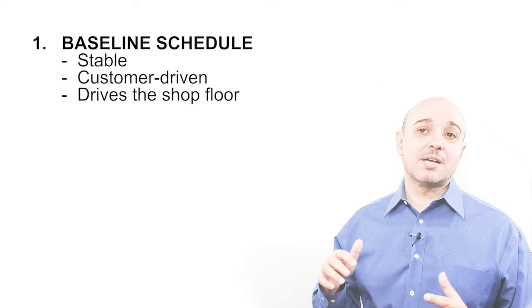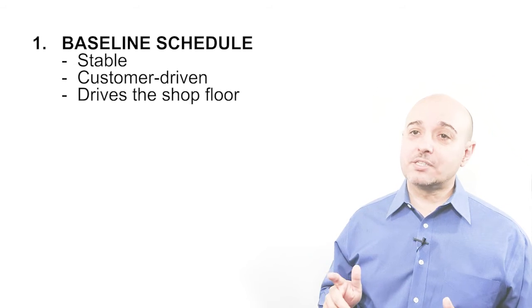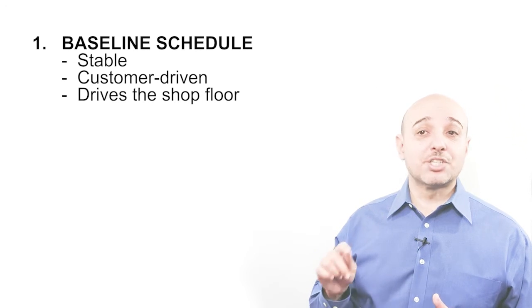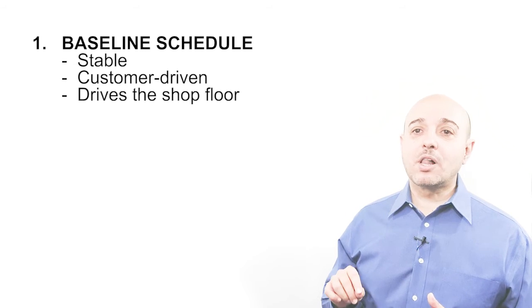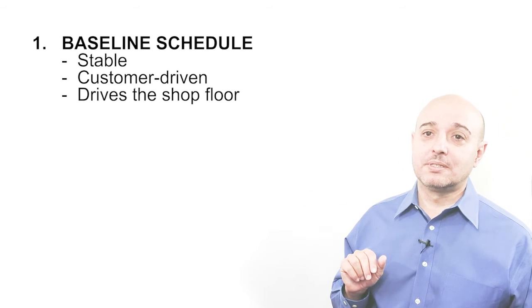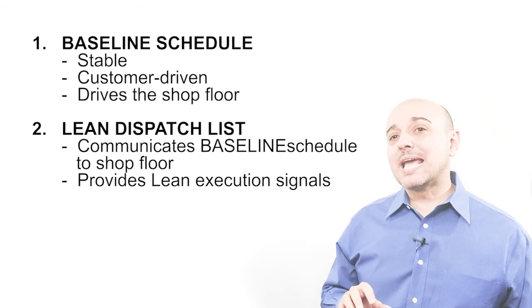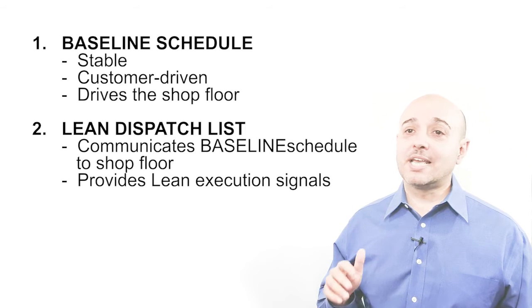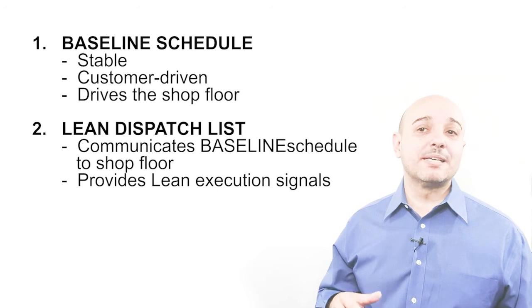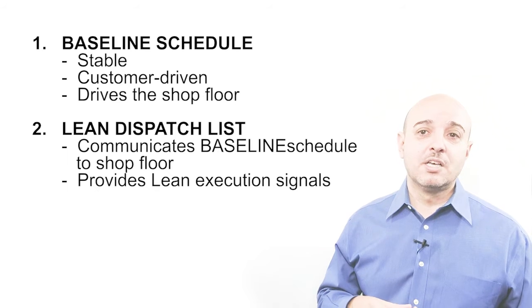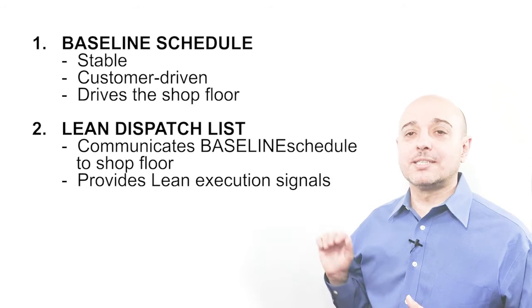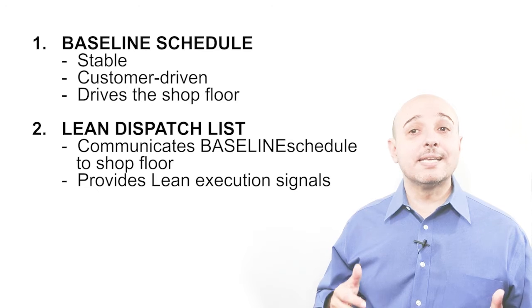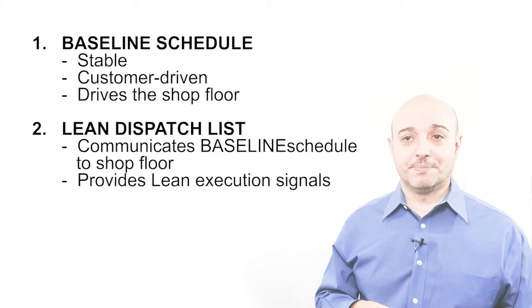So I'll be introducing the Lean MRP concept in two parts. First, we'll show how to manage a production schedule that's stable, extremely customer-driven, and is useful for driving shop floor priorities. We'll call this the baseline production schedule. Then secondly, we'll look at the mechanics of managing material flow using lean pull signals that are delivered to every work center using an electronic web-based lean dispatch list. So these two things together, the baseline schedule and the lean dispatch list, constitute the Lean MRP production control system.